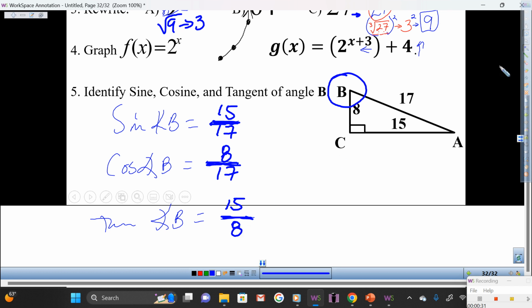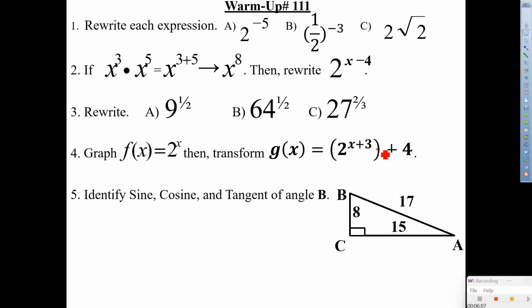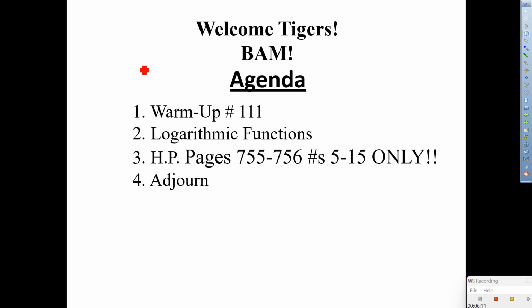All right. Copy the agenda for today. Warm-up number 111, logarithmic functions. And homework pages 755, 756, numbers 5 through 15 only.